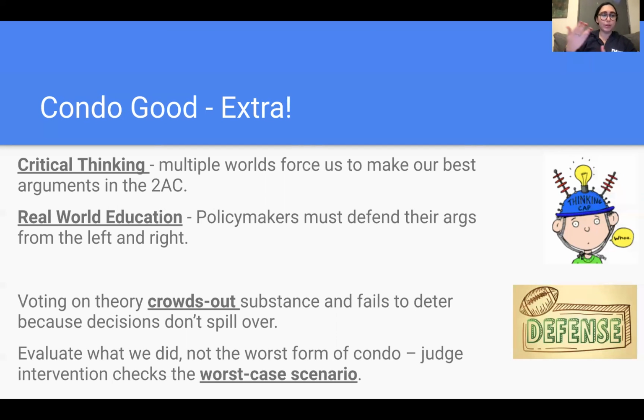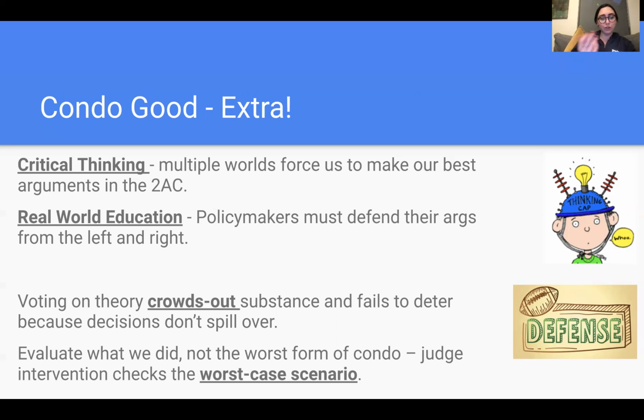People frequently employ the example of Obama having to defend himself from both the left and the right and reason with both sides. Then some defensive arguments are a reasonability-esque argument, that voting on theory crowds out substance and fails to deter because decisions don't spill over, right? No one sees why a specific decision caused a certain thing in a debate, so it doesn't stop people from doing it in the future.